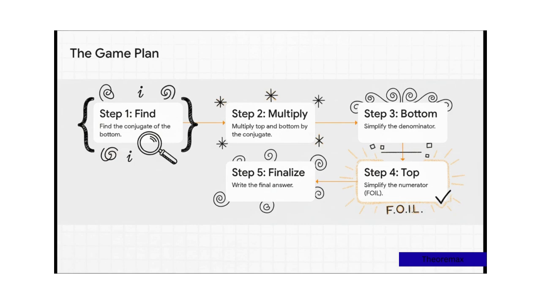So here's our game plan. It's a simple 5-step process. First, find the conjugate of the bottom. Second, multiply both the top and the bottom by it. Then, we simplify the bottom, simplify the top, and finally, write out our answer.